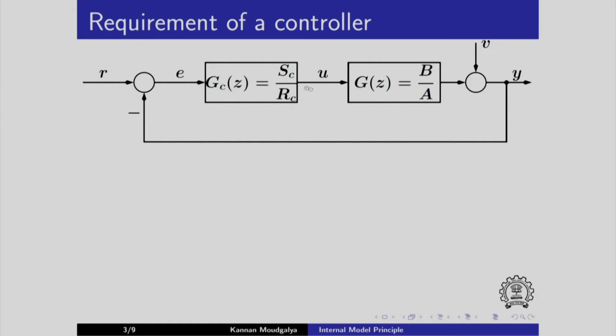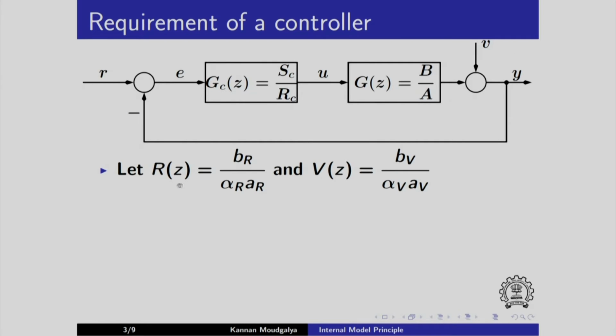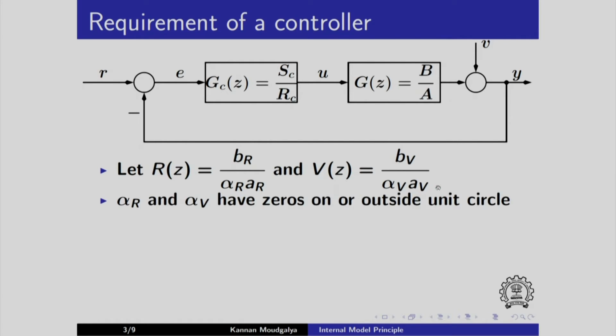B by A is the transfer function, SC by RC is another transfer function. The time domain signals are indicated by lower case letters. When we take Z transform of those, we will replace them with uppercase. So let R(z), which is the Z transform of r, be a ratio of polynomials. Similarly, the Z transform of the disturbance signal v is written as BV by alpha V AV. Each one is a polynomial in Z.